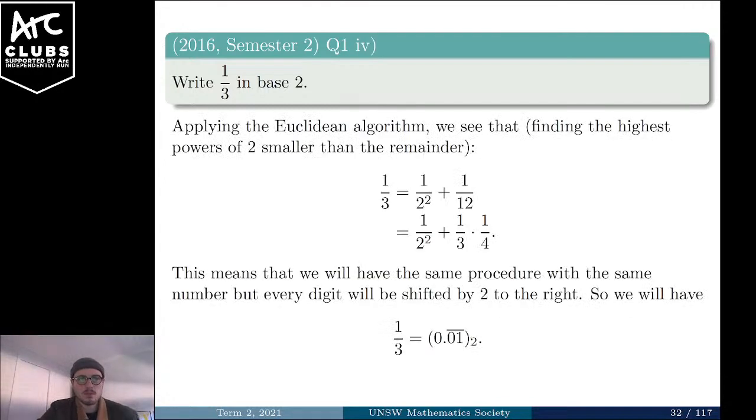Okay, so let's have a look at this. Applying the Euclidean algorithm, we see that we're finding the highest powers of 2 smaller than the remainder. So if we think about the number 7, we write it in base 10. We ask, what's the biggest power of 10 that I can put into this? Well, I can't put 10 to the 1 because that's bigger. But I can put 10 to the 0. So I've got 7 times 10 to the 0. So we're using this idea, but we're looking at fractions.